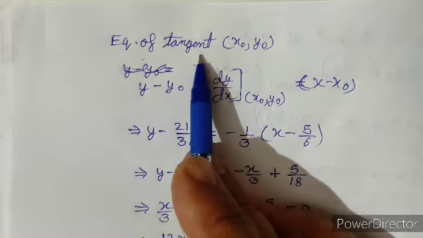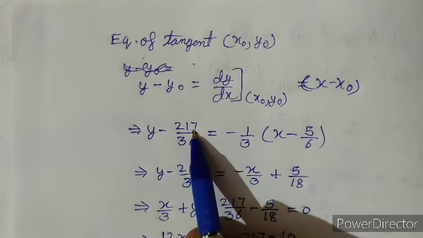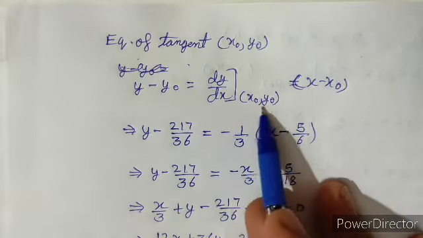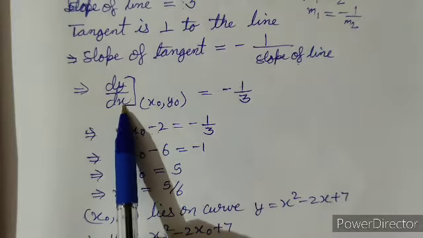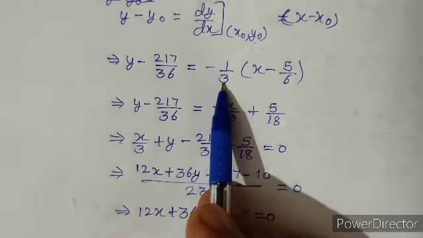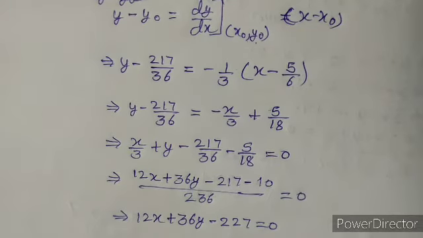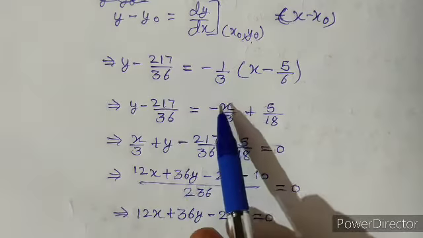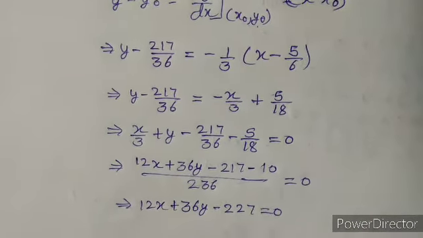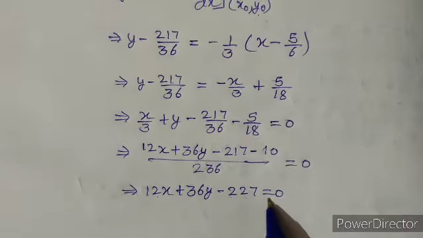Now the equation of the tangent at x0, y0 will be y minus y0, and the value of y0 was 217 by 36, equal to dy by dx at x0, y0. Now dy by dx at x0, y0 was equal to minus 1 by 3. That is, minus 1 by 3 into x minus x0, which was 5 by 6, and on solving this we will get the equation of the tangent which is perpendicular to the given line, and that is 12x plus 36y minus 227 equal to 0.